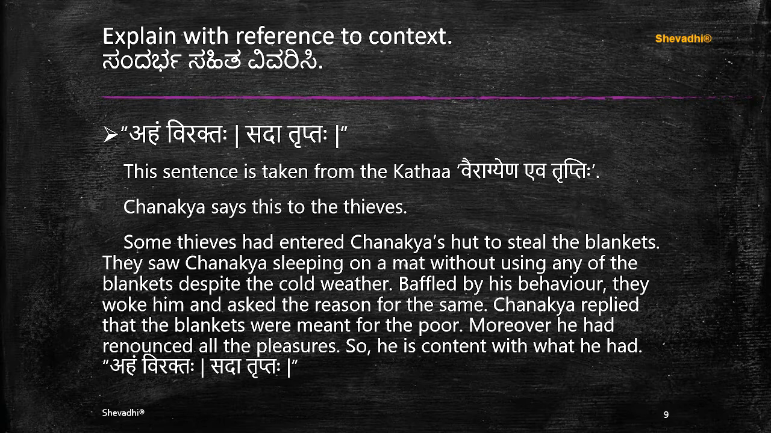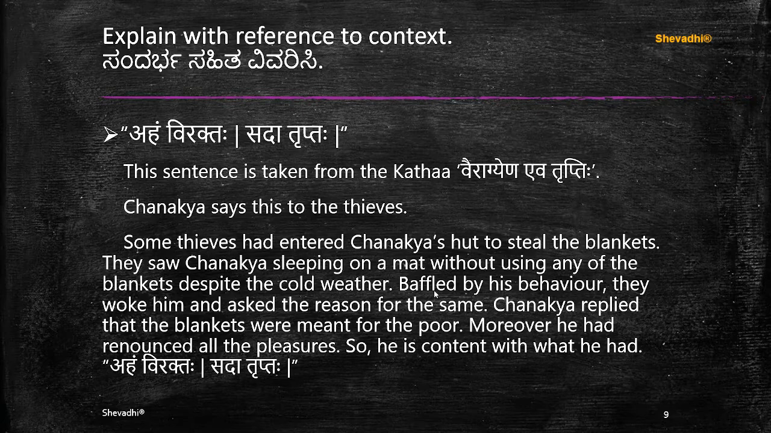And then they were baffled because he was sleeping without any blanket on him. He was just sleeping on the mat. And instead of stealing, they were really perplexed by his behavior. They asked him, why are you not using these blankets? There are so many lying in your place. And Chanakya replies that these blankets were meant for the poor, and he is not interested in any of these things because he has renounced all the pleasures. So he is content with what he has. That is when that particular sentence comes: Aham viraktaha sada truptaha. So if you explain the sandarbha like this, just do it in three parts.